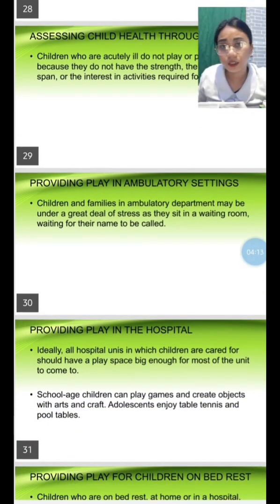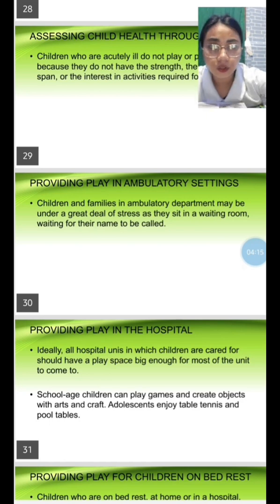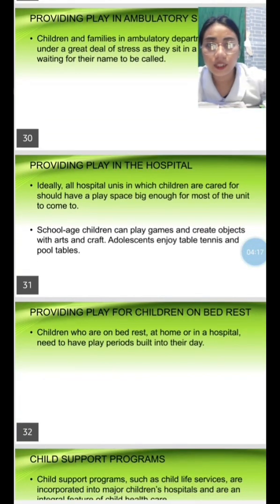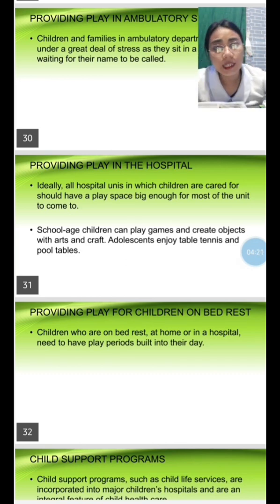And then next is providing play in the hospital. Ideally, all hospital units in which children are cared for should have a play space big enough for most of the unit to come to. School-aged children can play games and create objects with arts and crafts. Adolescents enjoy table tennis and pool tables.